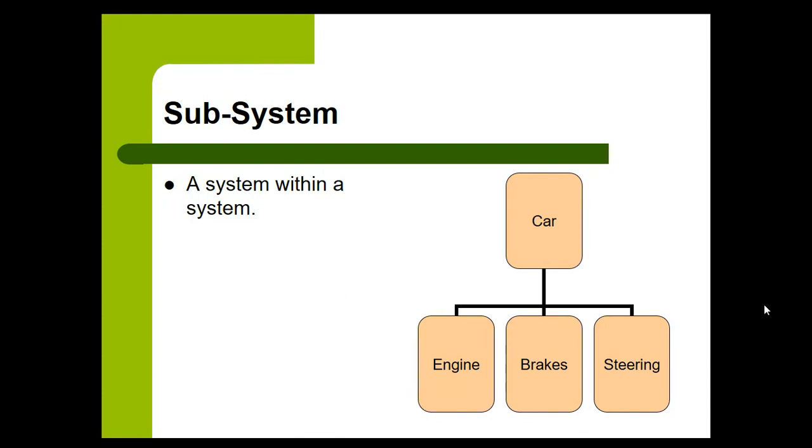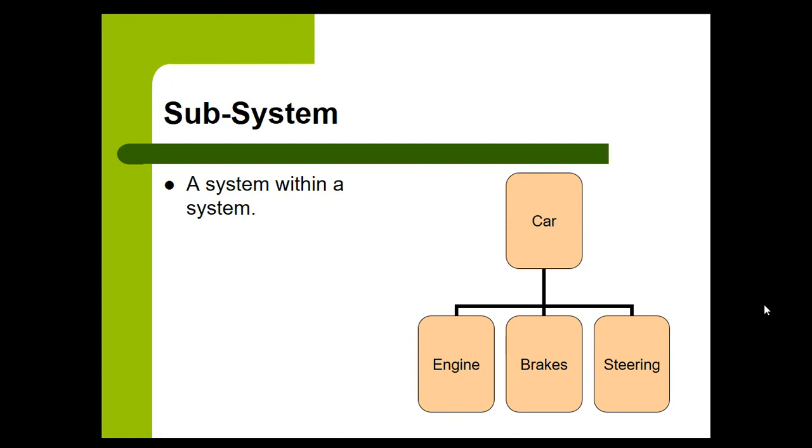Now, when we start to talk about subsystems, the first thing we need to remember is they're systems. And if we remember from last video, a system is a group of objects that work together to produce a desired result, to make something happen. A subsystem is an entire system within a system. So a good example, a way to look at a subsystem is through a car.